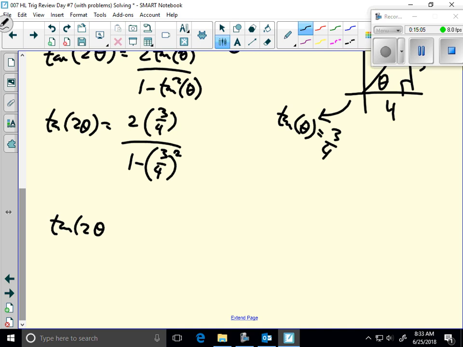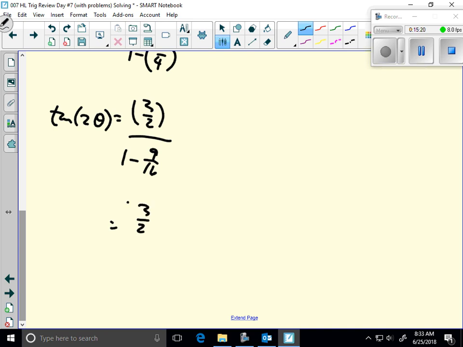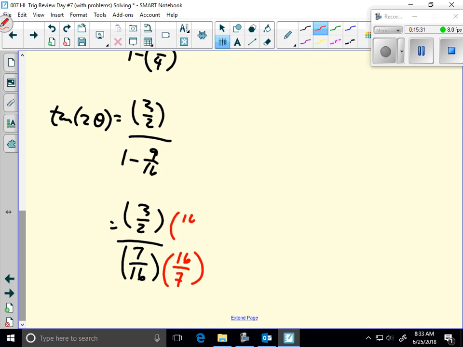Let's do a little simplifying here. The numerator will be, what is that, 3/2. The denominator will be 1 minus 9/16. We do a little bit more work. That'd be 3/2 over, what would that be, 7/16. I'm going to multiply top and bottom by 16/7. Okay, that cancels everything in the denominator, and it looks like I get 24/7.